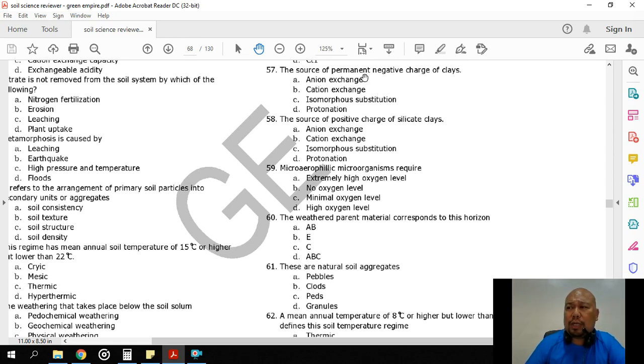I'm pretty sure that the source of negative charge of clays is not anion exchange nor cation exchange, or letters A and B. It might be isomorphous substitution or protonation, but I have more inkling for letter C here. But let's just look that up.